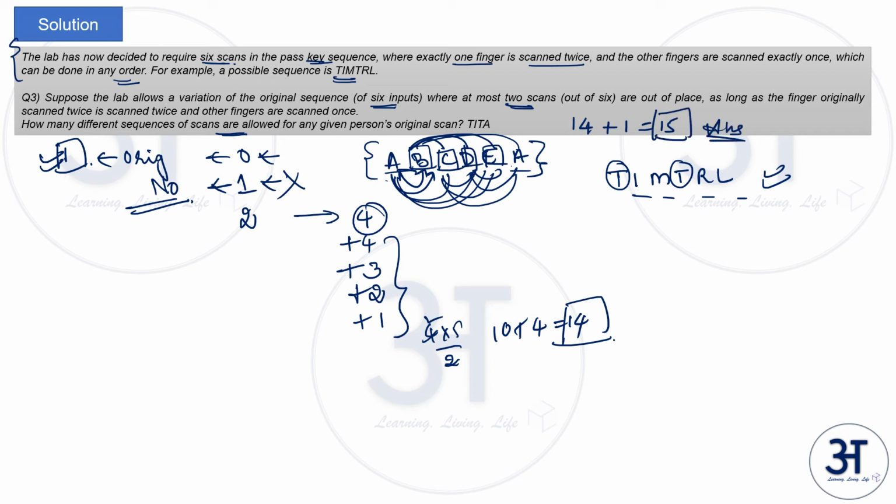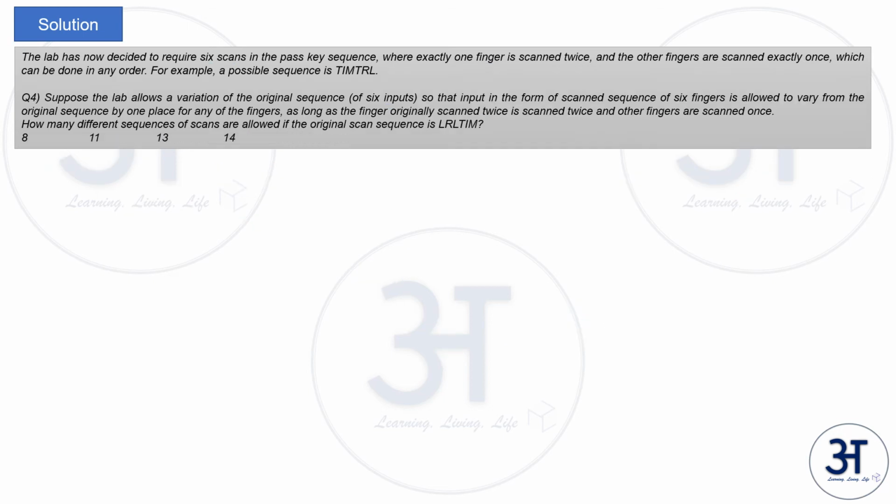Let us move to the last question. For question 4 also, the same thing was given as in question 3. So basically for questions 3 and 4, it is a set of 6 finger scans, where one of the fingers is repeating. Question 4 says, suppose the lab allows a variation of the original sequence so that the input in the form of the scanned sequence of 6 fingers is allowed to vary from the original sequence by 1 place for any of the fingers, as long as the finger originally scanned twice is scanned twice and the other fingers are scanned once.